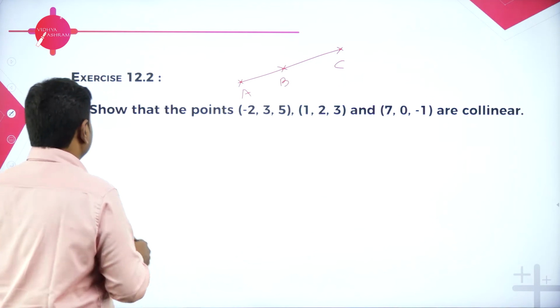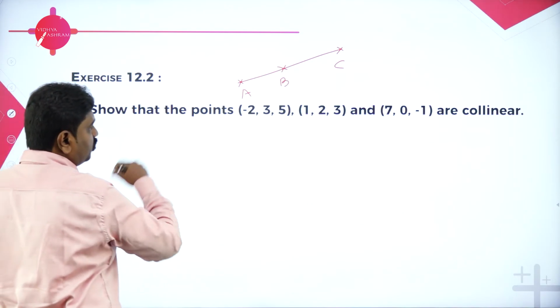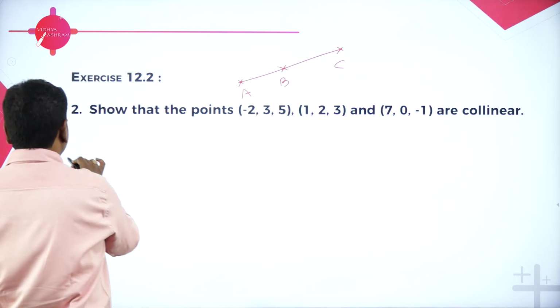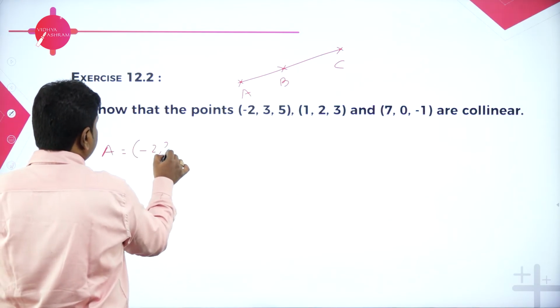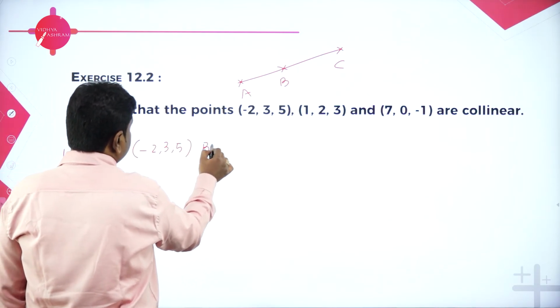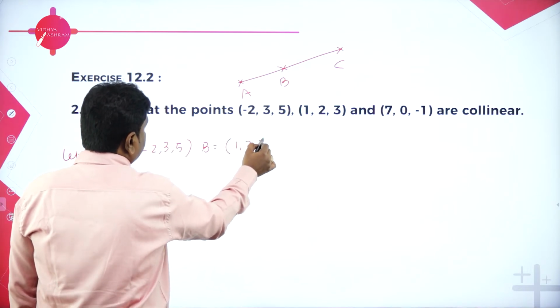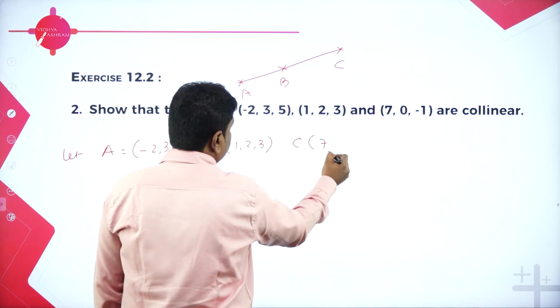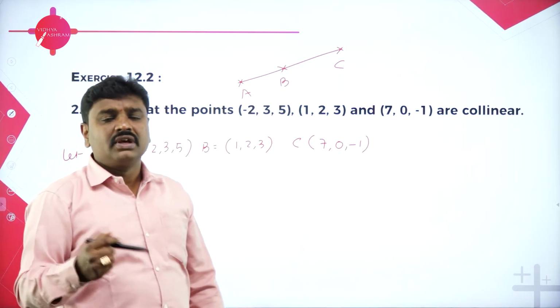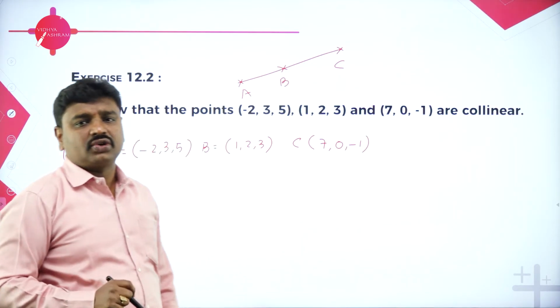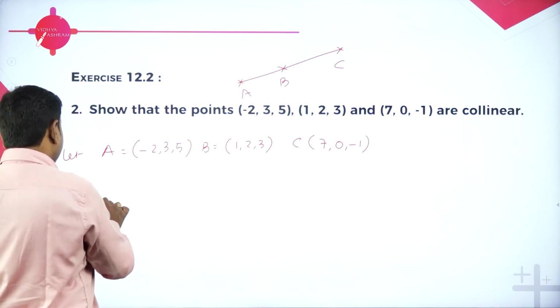So now what we'll do? Using the distance formula, we'll try to prove they are collinear. Now to do that, let A be the first point, A (minus 2, 3, 5). And take B, the second point, (1, 2, 3). And take C, what is C? (7, 0, minus 1). Apply the distance formula, find AB, BC and AC. The longer side should be equal to the sum of the other 2 sides. So we'll see. First find AB.